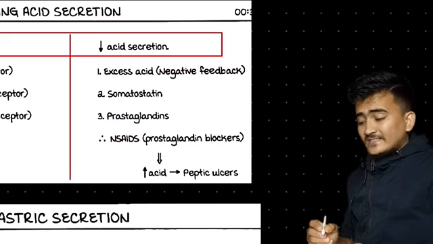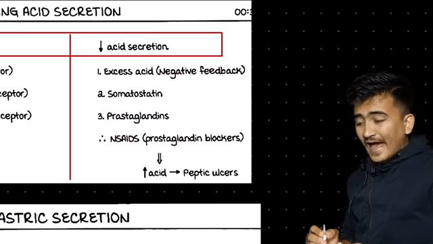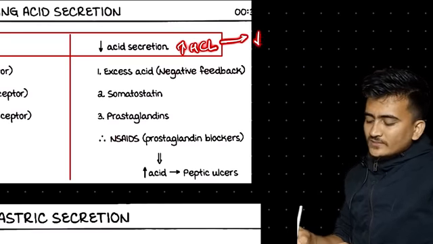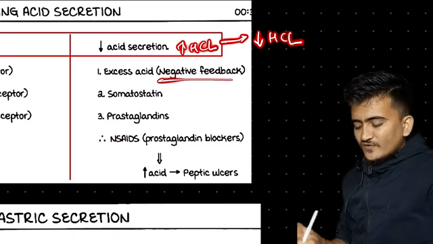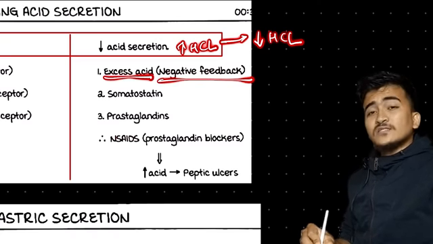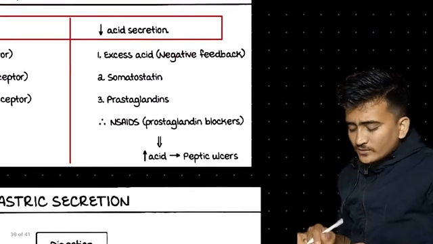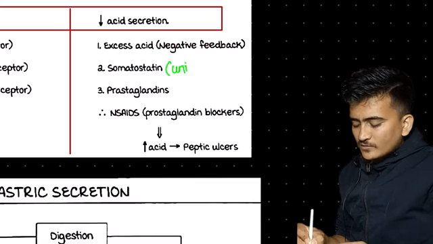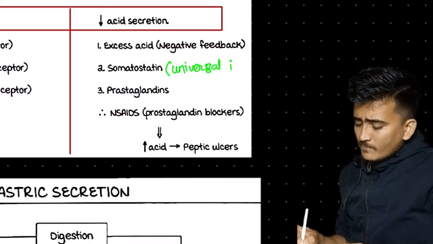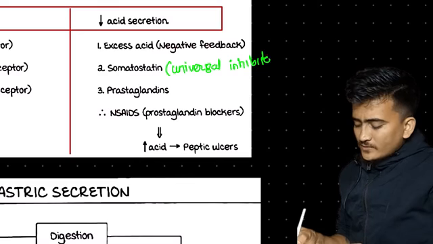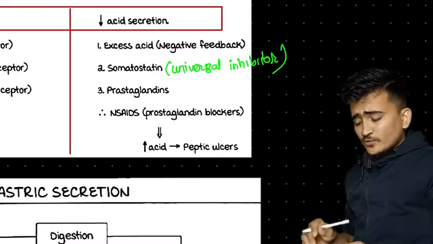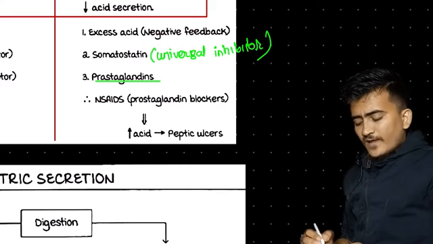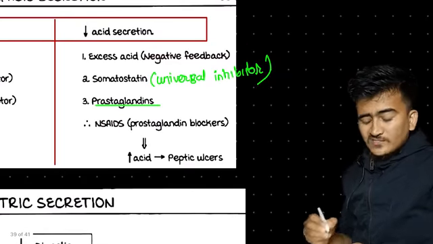Among the factors that decrease acid secretion, we have acid itself. The more HCl there is, the more it decreases HCl secretion. This is a negative feedback mechanism: excess acid will decrease acid secretion. Similarly, we have somatostatin, which is a universal inhibitor and causes inhibition of acid secretion. We also have prostaglandins, which also inhibit acid secretion.